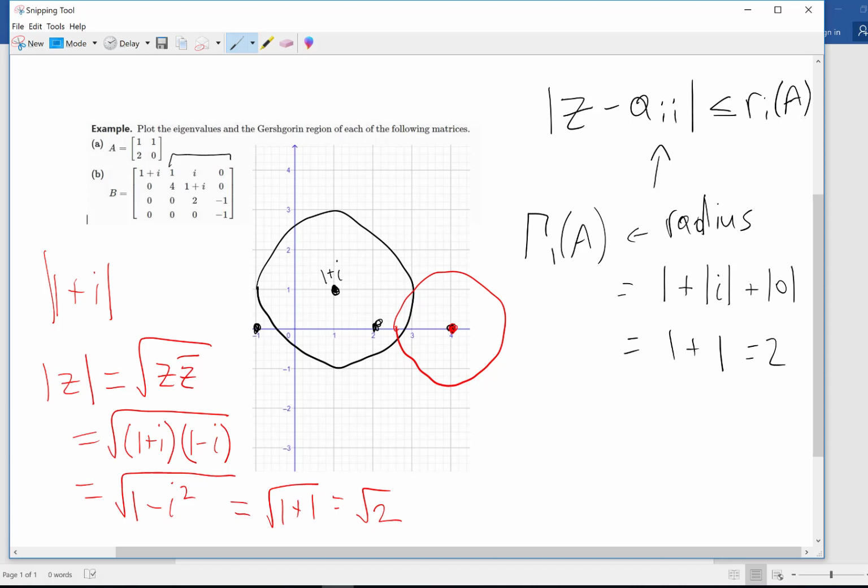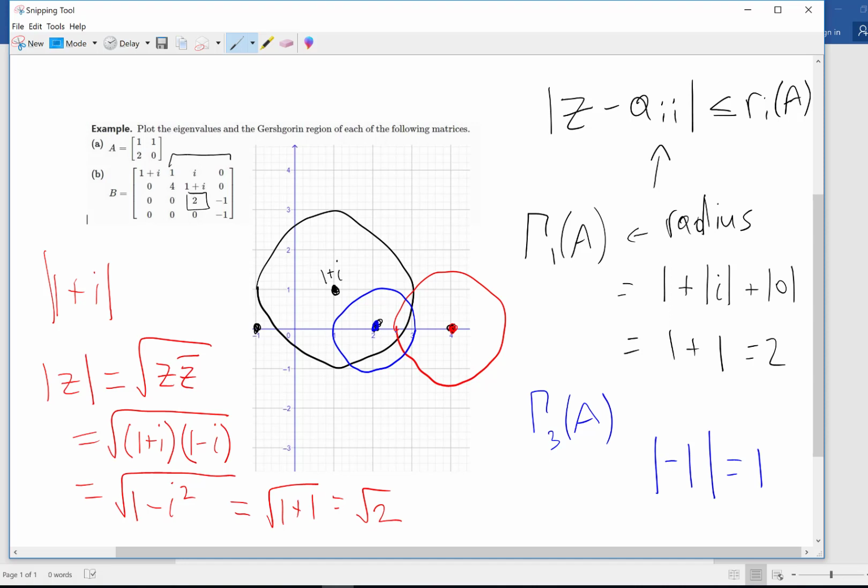Okay, how about the third disk? This is going to be a little easier. What's the center of the third disk? Well, again, it's a33, so it's 2. Let me get a blue pen for this one. So gamma 3 of A, well, the center is 2. What's the radius? The radius is the absolute value of negative 1, which is 1. And so the third disk is this. And so that does give us a little bit more of a region.